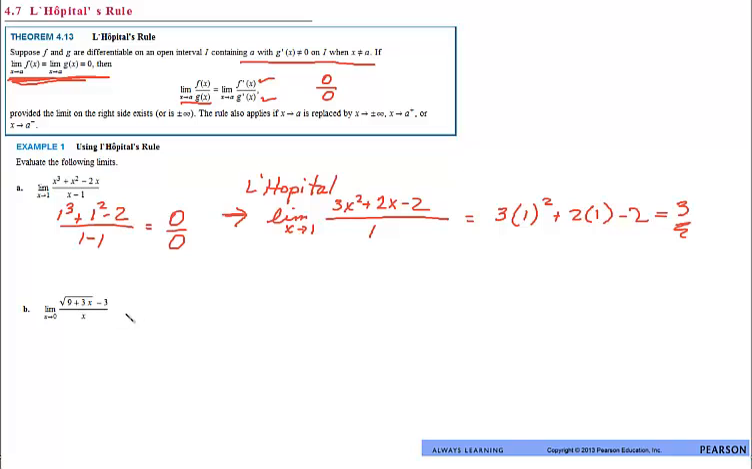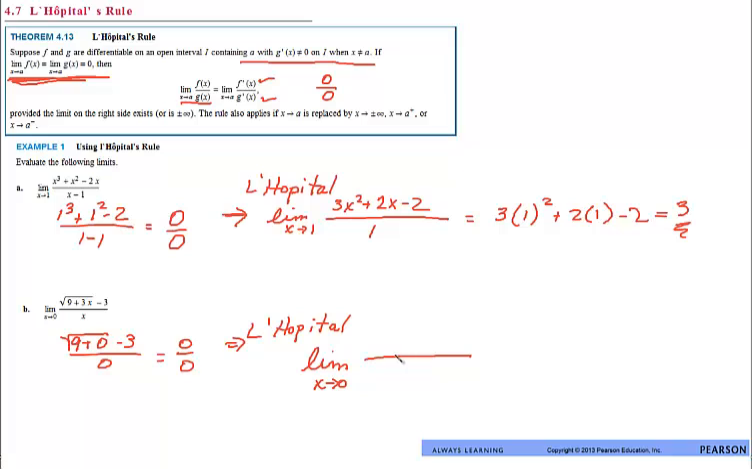Let's play again. We're going to try this with direct substitution. And we will get square root of 9 plus 0 minus 3 all over 0. This gives me 3 minus 3, which is 0 over 0. I can therefore use L'Hopital's rule. So I will take the derivative of each one and then see if I can do direct substitution or one of my other little techniques.